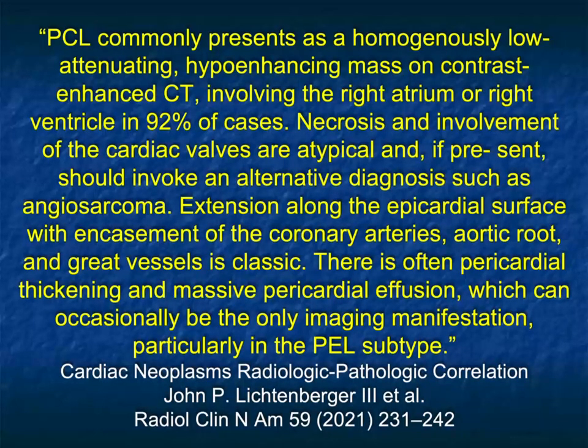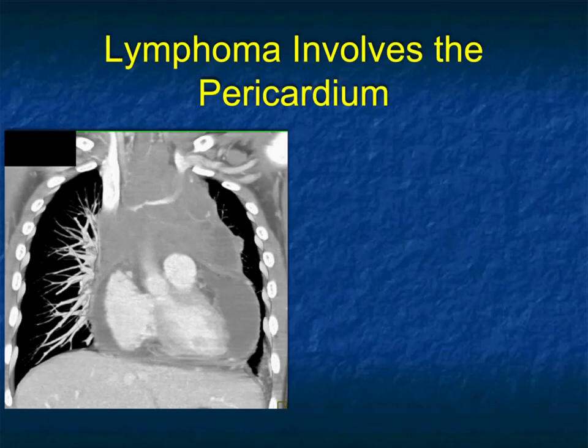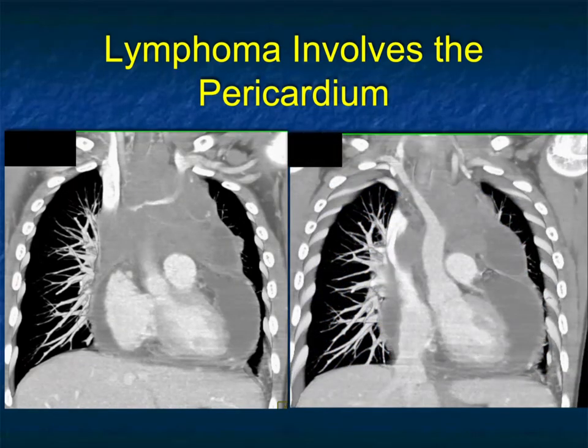In terms of lymphoma extension along the pericardial surface, with encasement of the coronaries and aortic root and great vessels is classic. Pericardial thickening and effusion is again one of the things that we can see. Here's a good example of lymphoma, really extensive disease in the anterior mediastinum, middle mediastinum, posterior mediastinum, and then extension downward to involve the pericardium.